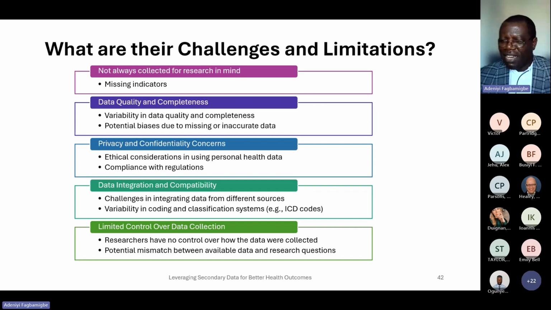So, having said this, the story looks nice, isn't it? But when we are dealing with secondary data, there are obvious challenges and limitations, and we must recognize this and declare them when we are using them. Number one is most secondary data are not collected with research in mind. Therefore, there can be missing indicators. There can be missing characteristics that you would have loved to explore on your own, but they won't be there. So we have to be mindful of this.